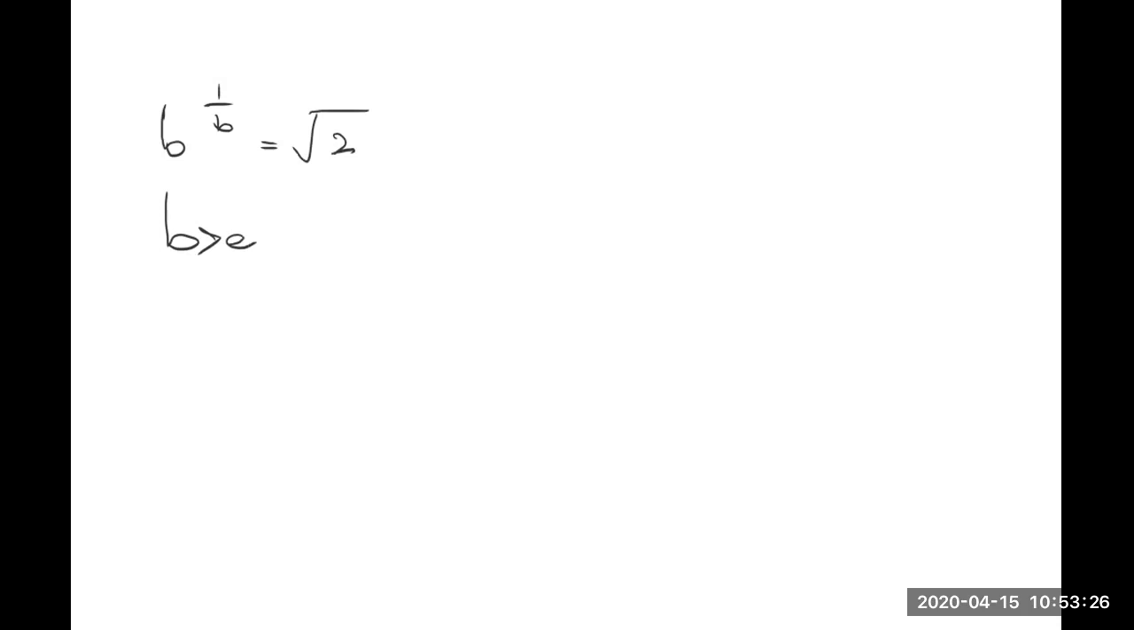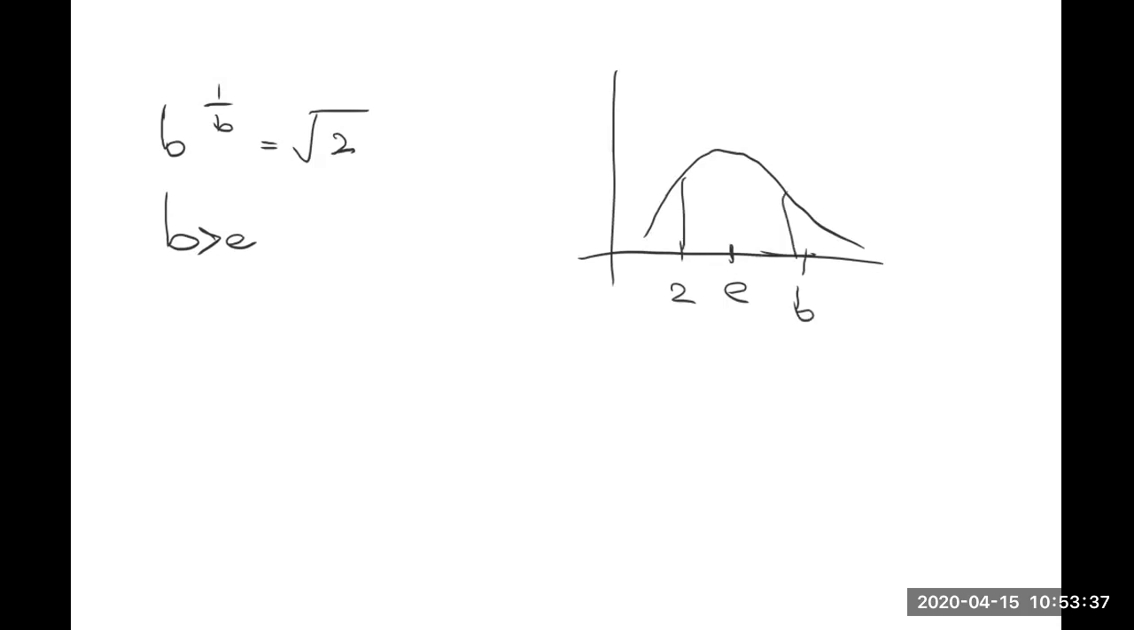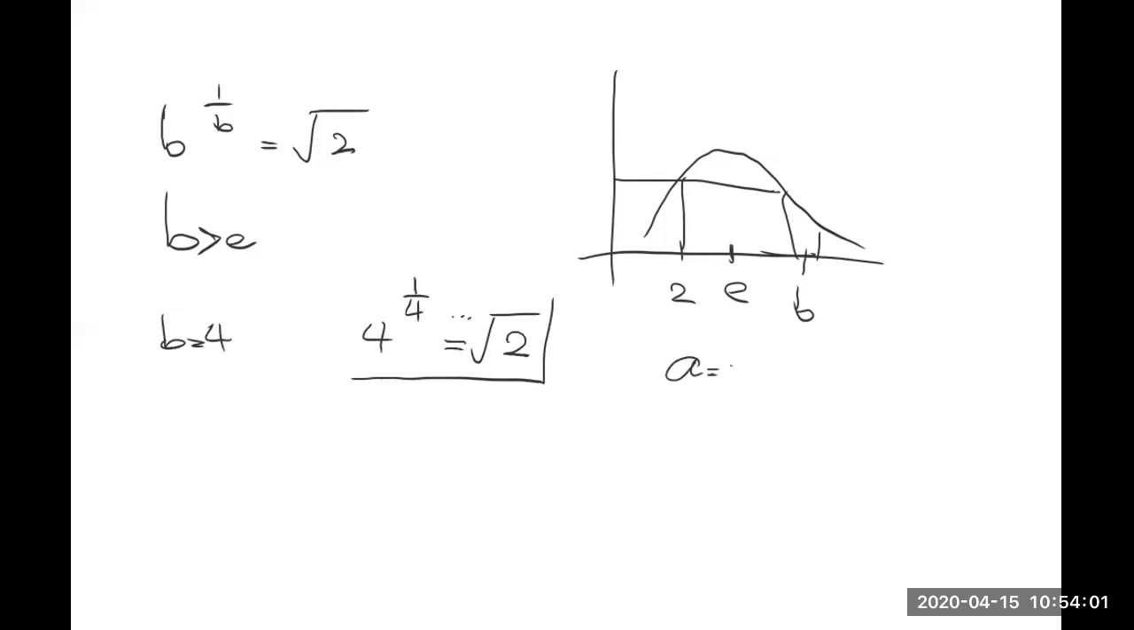So looking at the graph of the function, which was like this, and B is here, there is at most one B. There can't be more than one solution to this equation. And B equals 4 satisfies this property, because 4 to the power 1 over 4 is actually square root of 2. You can check that yourself. So A equals 2 and B equals 4 is the only pair of natural numbers that is a solution for A to the B equals B to the A.